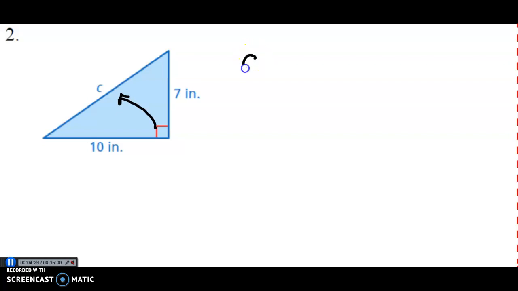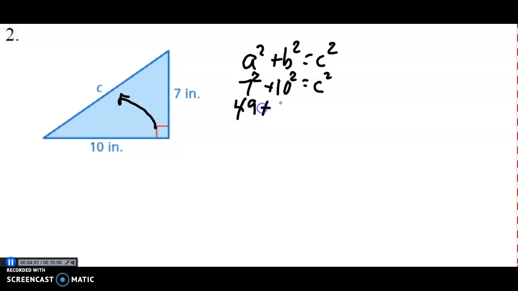So we're going to use the Pythagorean theorem, a squared plus b squared equals c squared. And the legs we are given, so I'm going to put 7 for A, 10 for B, and C is the hypotenuse. And then we're going to solve this equation. So 7 squared is 49, 10 squared is 100, C squared is just C squared. Combine my like terms. And now we have to do the inverse of c squared to find out what the value of c is. So we're going to square root.